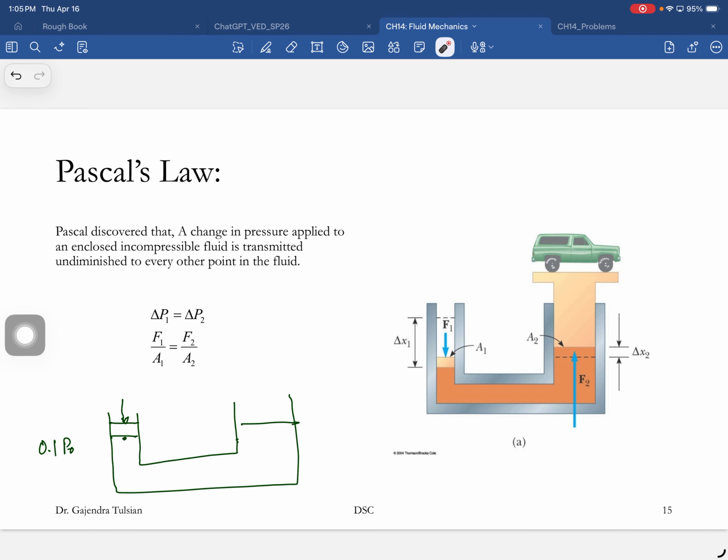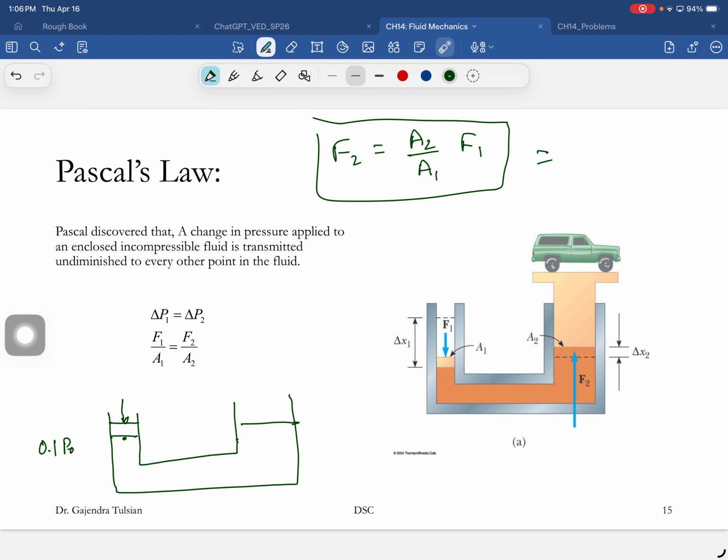So here we have interesting applications. So here the device, you increase the pressure here by F1 divided by A1. And the pressure increases by the same amount everywhere. So it increases by the same amount here. So F2 divided by A2 must equal that. All right, well, so let's solve for F2. F2 equals A2 over A1 times F1.